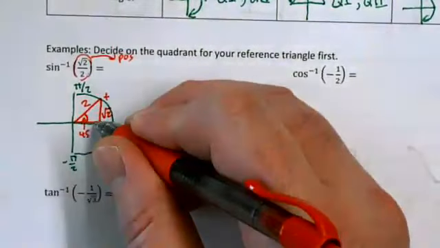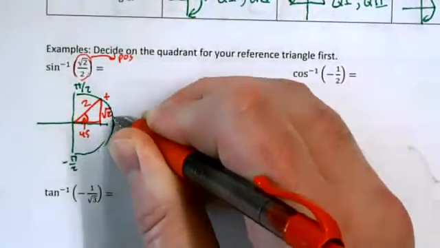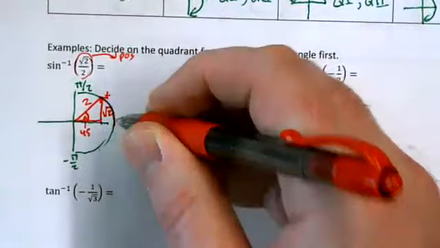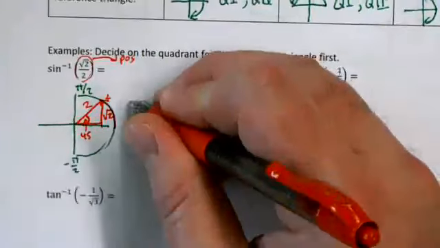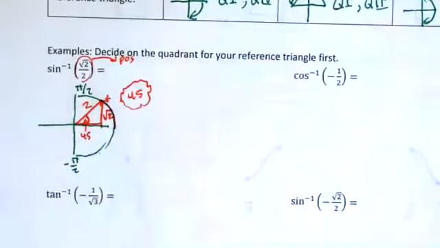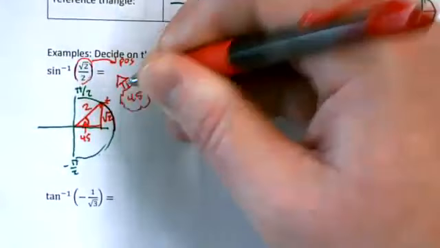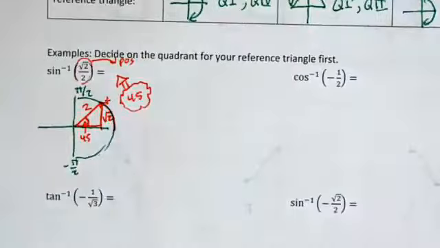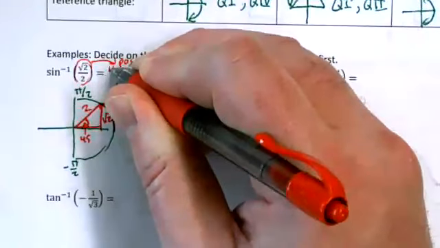Now that also happens to be our answer, because if I measure from the positive x-axis to that point, that is going to be exactly 45, right? But we're not going to write 45. I'm thinking 45 in my head. There's my little thought bubble. But then I'm going to transfer that into radians, and 45 degrees in radians is pi over 4.